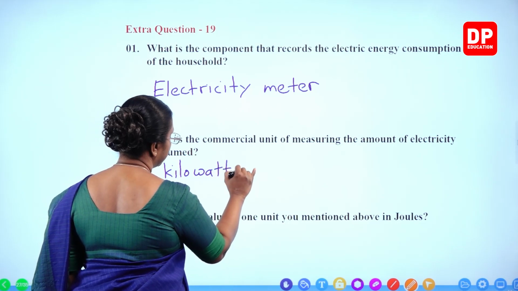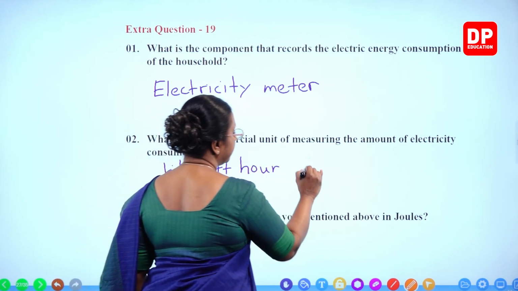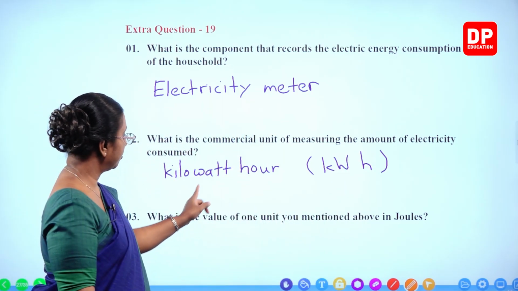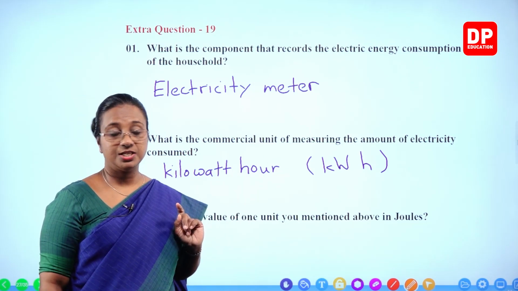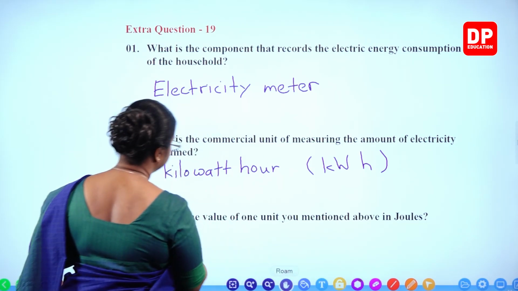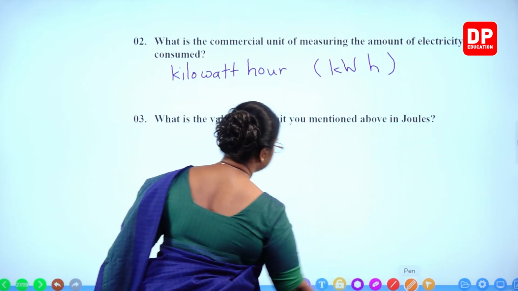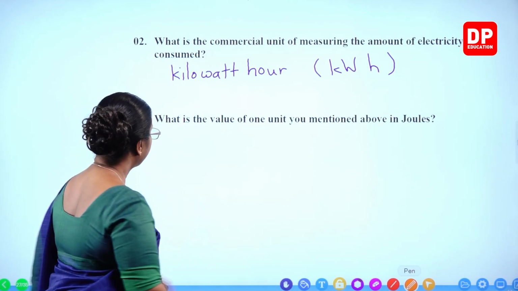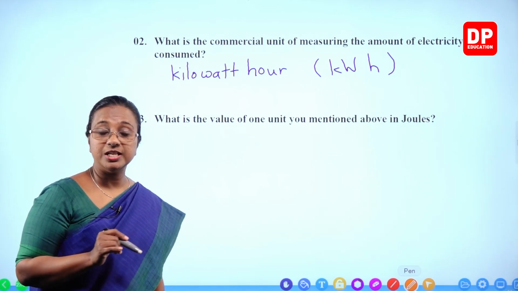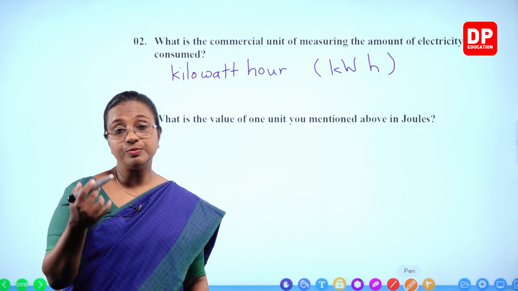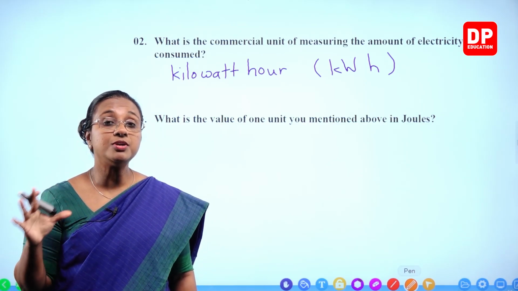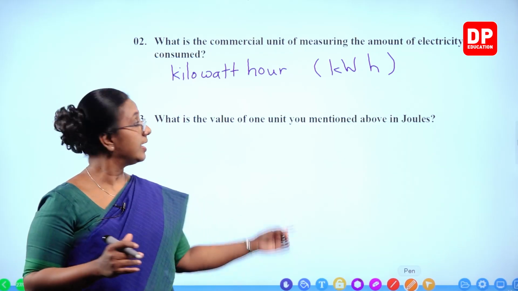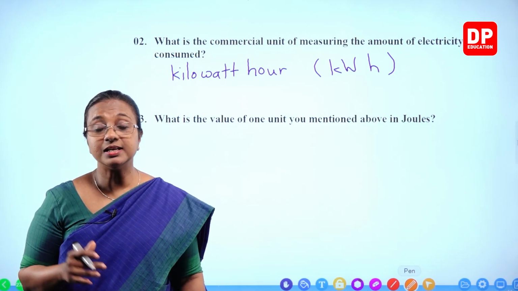Kilowatt hour, or you can write it as kWh. You can write it in words, kilowatt hour, or kWh. And the third part: what is the value of one unit you mentioned above in joules? Normally electric energy is measured in joules. But when we consume electricity for the household, the amount consumed, if given in joules, will be a very high value. That is why they have chosen kilowatt hours as the commercial unit.